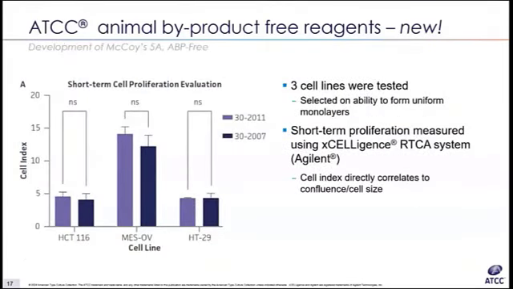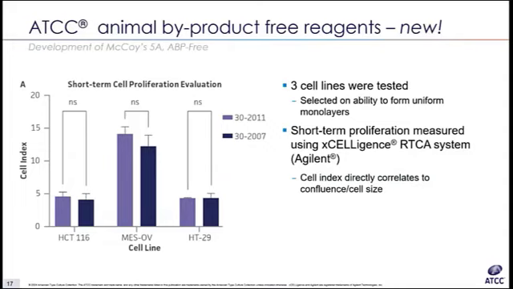So let's talk about the development of this new medium. This medium is identical to the previous McCoy's 5A formulation, with the exception that it does not have bactopeptone, therefore making it animal byproduct free. ATCC extensively tested the performance of this new formulation against the previous formulation. There is a two-pronged approach to the performance evaluation of the animal byproduct-free McCoy's. The first portion of the evaluation focused on the short-term proliferation and potential cytotoxic effects of the new formulation when compared against the old formulation.